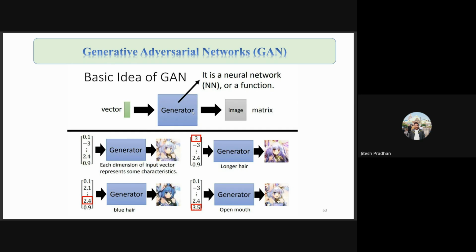Now the generator is just the reverse of it. We have smaller information, and from that we have to generate the image. So it's kind of a reverse CNN, and the discriminator is an original CNN.